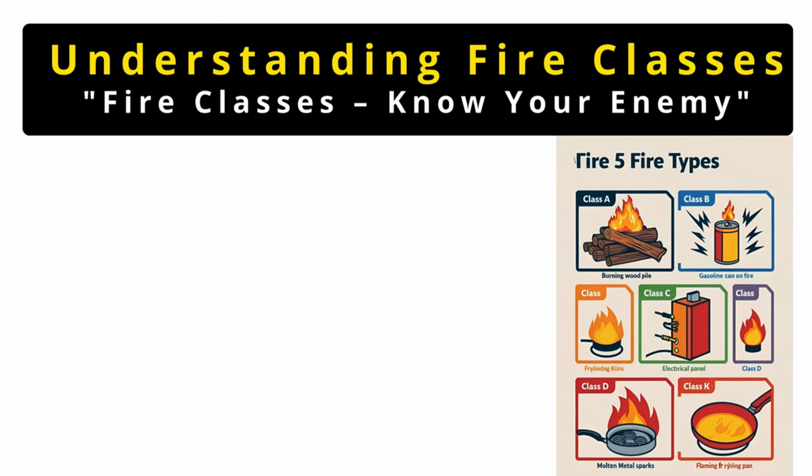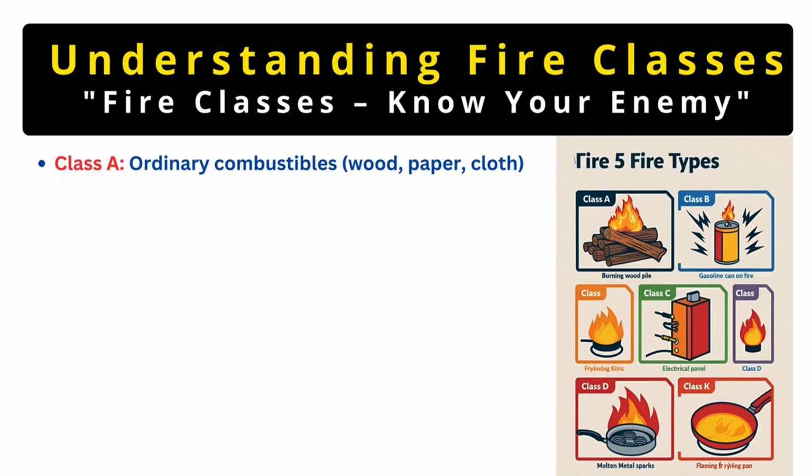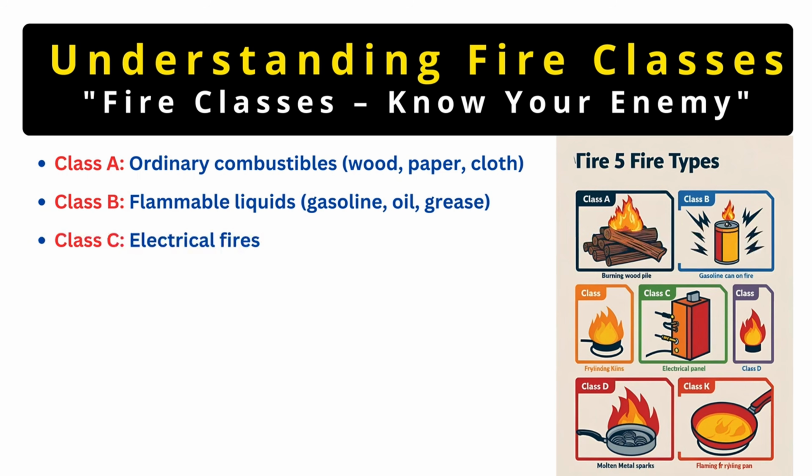Fires are categorized based on what's burning, and each type requires a different approach. Class A fires involve everyday materials like wood, paper, and cloth, things you'd find in a typical house fire. Then we have Class B, which covers flammable liquids like gasoline, oil, or paint. These fires spread fast and can be extremely dangerous. Class C fires involve electrical equipment, think wiring, appliances, or fuse boxes. Water is a big no here because it conducts electricity.